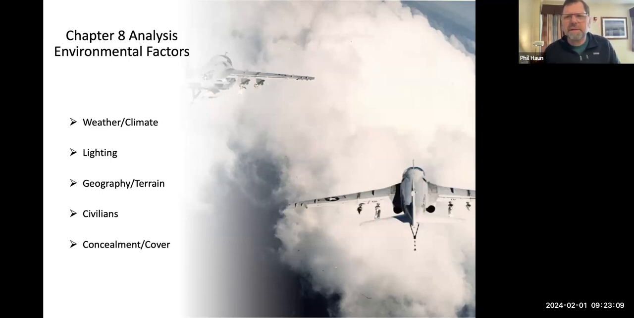And finally, concealment and cover. Concealment has to do with hiding from air, being able to avoid identification, and cover is protection from air. And so variations, triple layer jungles, the ability to have ground that you can tunnel into, all can have an impact on what you can do from the air.